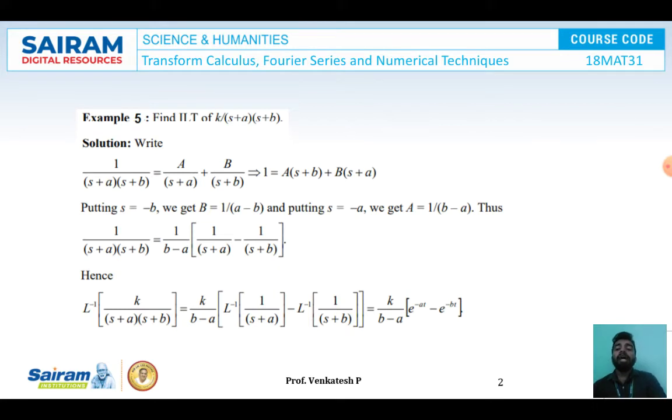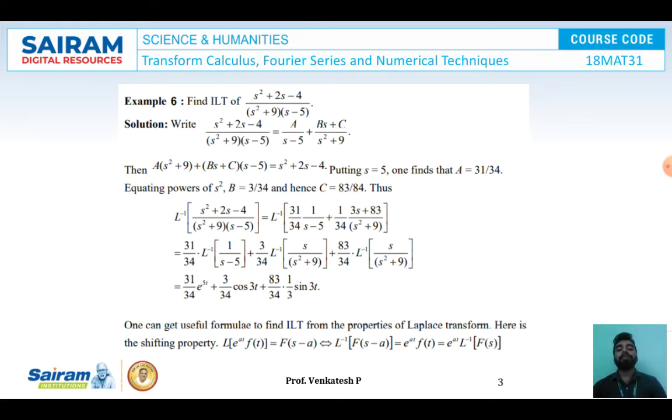Now I am going to take k on both sides of the equation and apply Laplace inverse. So we got Laplace inverse of k divided by (s plus a) into (s plus b) will be equal to k divided by (b minus a) into [Laplace inverse of 1 by (s plus a) minus Laplace inverse of 1 by (s plus b)]. This constant k by (b minus a) we keep as it is. Laplace inverse of 1 by (s plus a) is e power minus at, and Laplace inverse of 1 by (s plus b) is e power minus bt. This is the required solution for the given problem, k by (s plus a) into (s plus b).